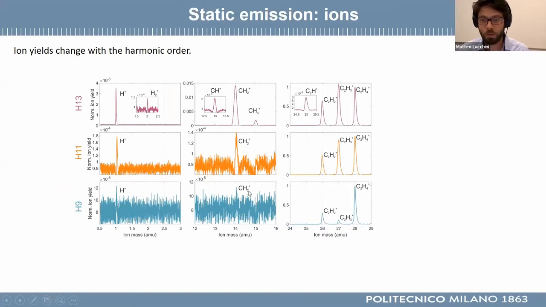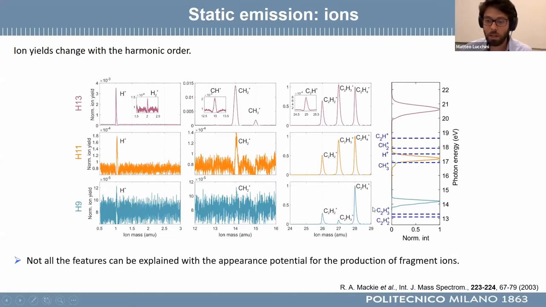Some of the different fragments appearing with higher energy, so with harmonic 13, are not really visible with lower energies, which can be explained simply by the appearance potential of the fragments, some of which lie around harmonic 11, but others do not. For example, the difference between C2H3+ that we observe from harmonic 13, 11 and harmonic 9 is not explained only by this, because you see that the appearance potential for this fragment is well below harmonic 9, 11 and 13.